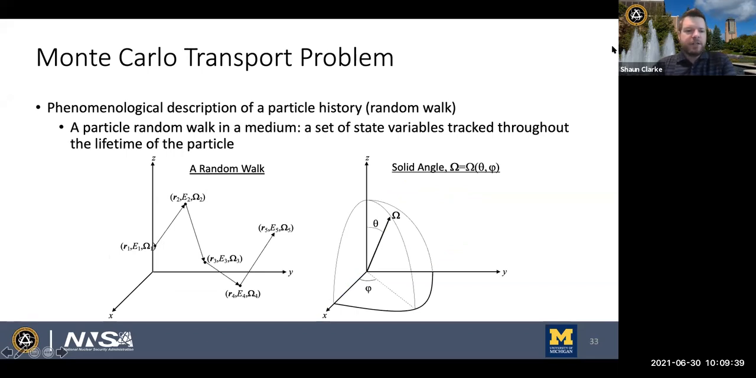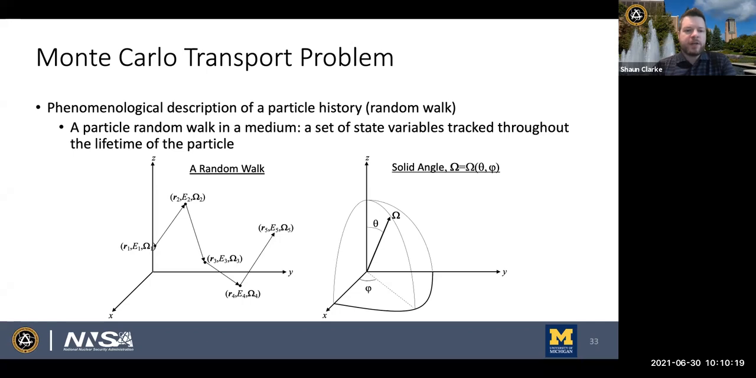So before we start, I need to go through a few definitions. The first definition that I want to talk about is something called the random walk. A random walk is a phrase that's used specifically in Monte Carlo transport to describe the history that a particle takes in its transport. History meaning all of the various collisions and things that happen throughout the particle's lifetime. It's called a random walk because at every step of the way, every property of the particle is random, and we'll show why that is in the next few slides.